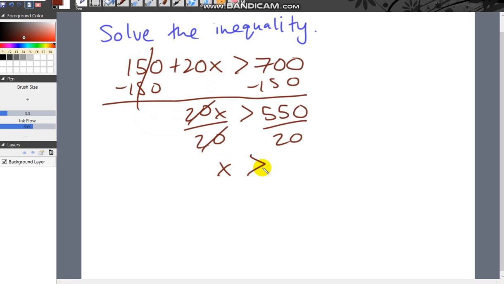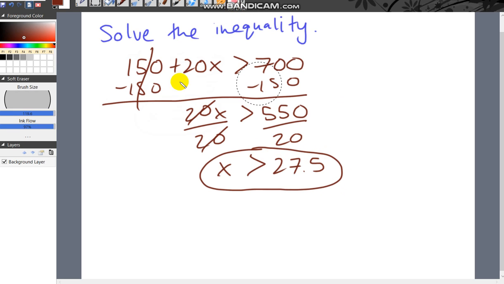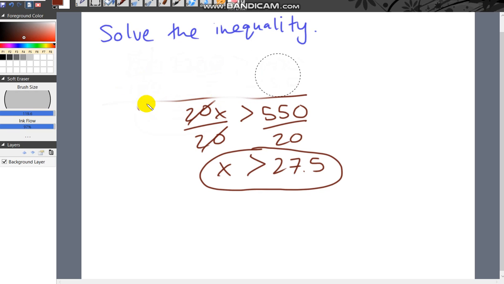We get x is greater than, and I'll do that on the calculator real fast, 550 divided by 20 is going to be 27.5. So that's how you'd solve the inequality for x. Okay, that's the second example. I'm going to go ahead and erase this again.